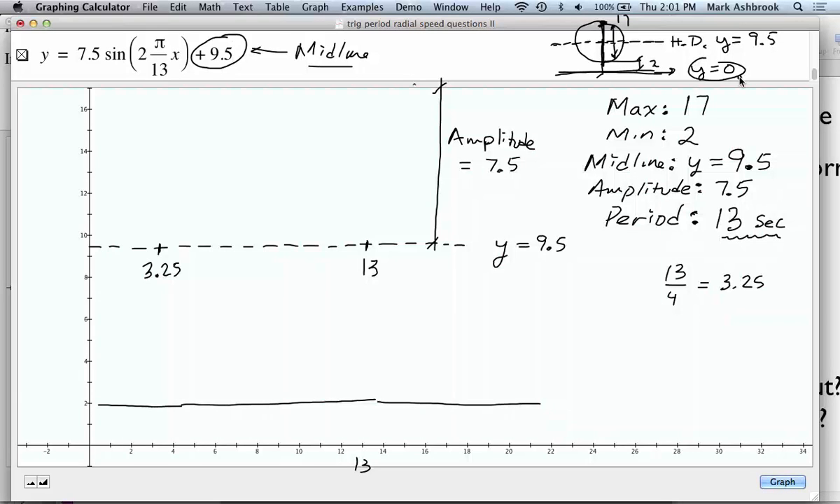9.5. All right, so now we're splitting up our period into four equal chunks. We got 3.25, we can divide in half, and we get 6.5. And then we can do 3/4 of 13, or you can just add these two, right? A half plus a quarter. And then that's 9.75. And then we just look at the fact that it's sine. So now we've got our max and our min and our midline, and we've got the four parts for one cycle. We've got to split it up into four.